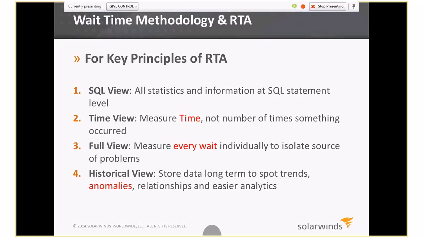Okay, there are four key principles to response time analysis and this wait time methodology. Basically, the SQL view: you're going to gather all statistics and information at each SQL statement level. There's a time view where you measure the time it takes, not the number of times something occurs. Then there's a full view where you measure every wait individually for every step to isolate your biggest problem. And finally the historical view, where you store that information long term to spot trends and anomalies and relationships. So it's a lot easier to find root cause to a problem with these types of views.